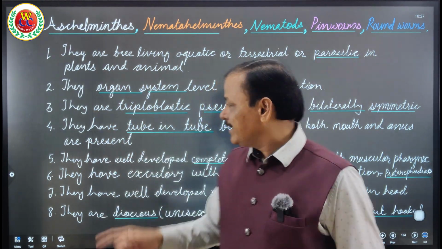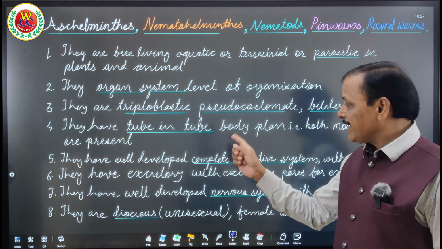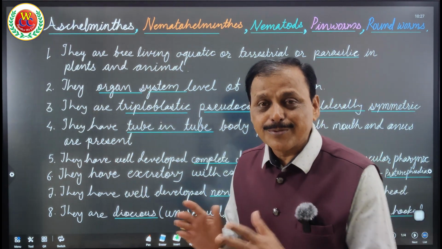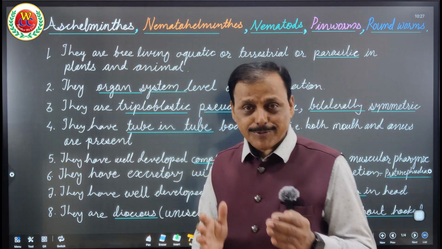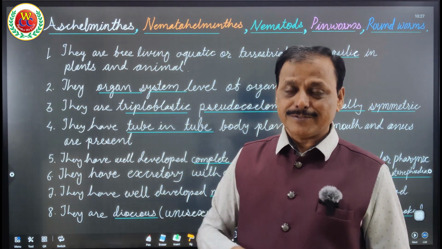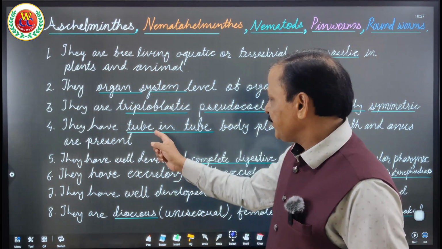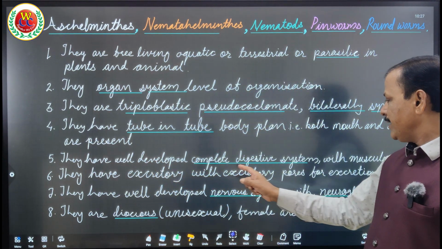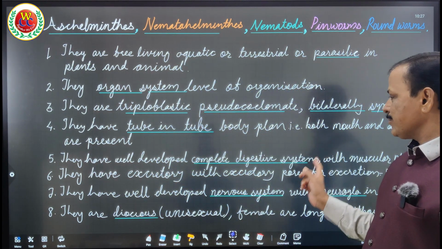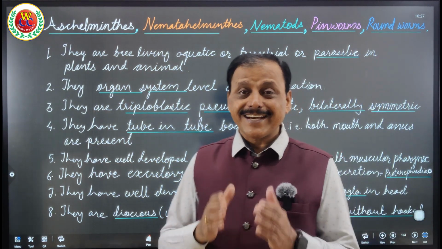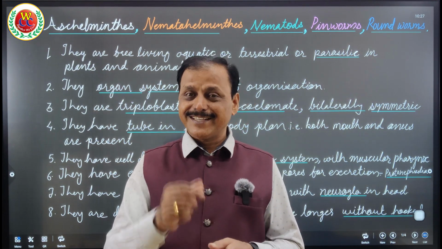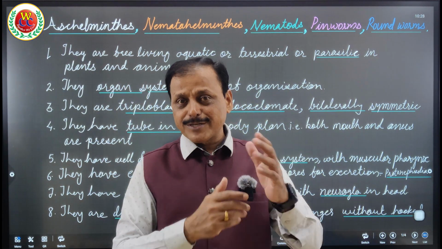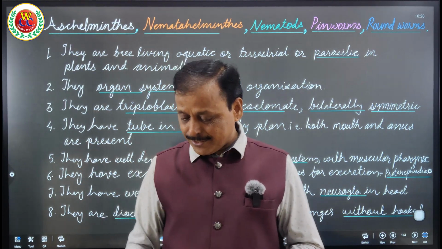So it is the next order which has mouth as well as anus, and that is a special character that can be asked in NEET. Which one of the following groups of organisms has a tube in tube body plan? Which one of the following groups of organisms has both mouth and anus? Therefore please remember this point. In that order, next is that they have a well developed or complete digestive system, as they are triploblastic pseudocoelomate. They have a well developed digestive system, that means with mouth and anus. So all parts of the digestive system are there, well developed.